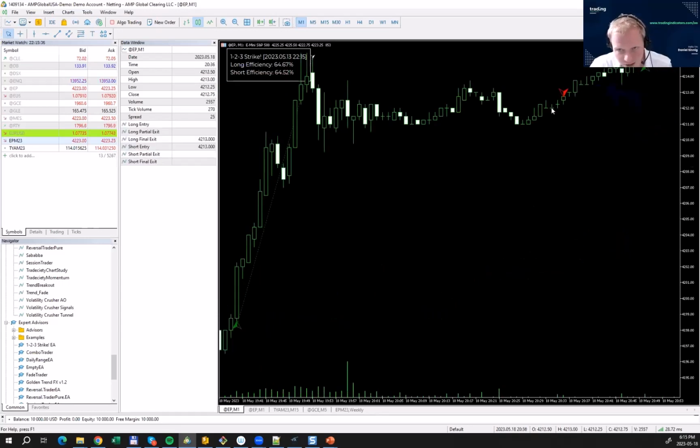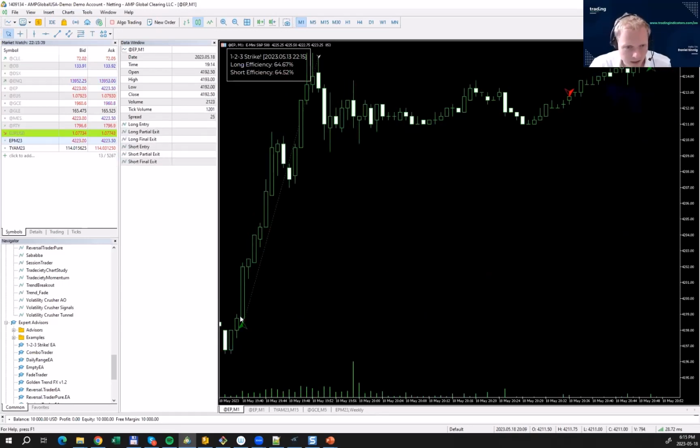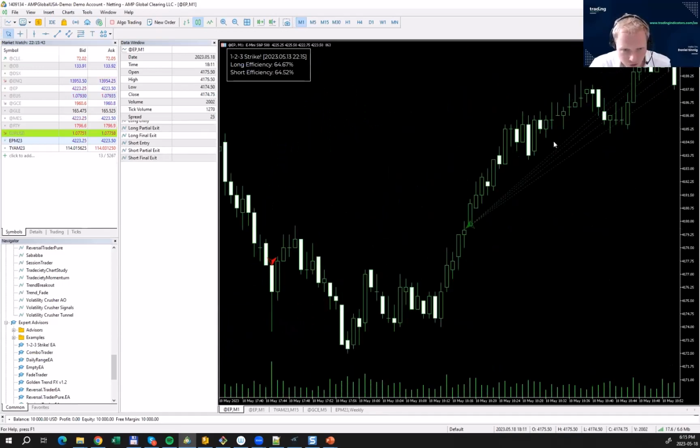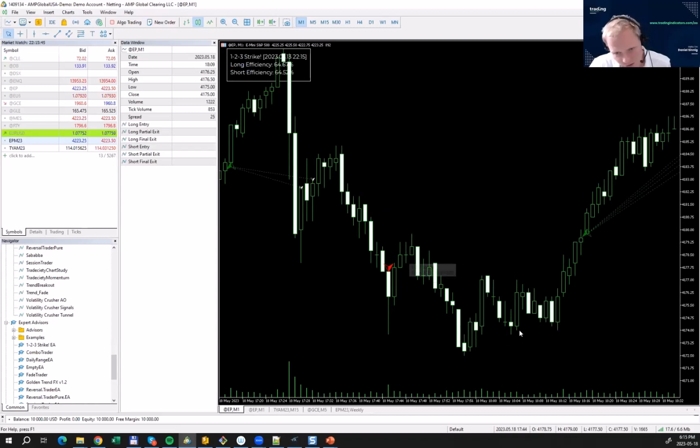Here we had a short entry signal which didn't work out. Here another long entry signal. Here, another long entry signal, which worked out nicely. Here, short, which not really worked out, and so forth. So we do see our entry signals here.